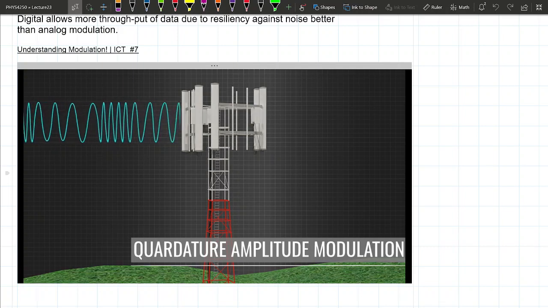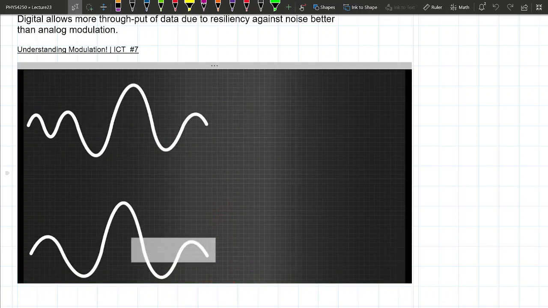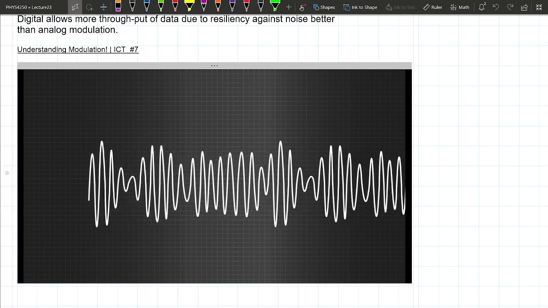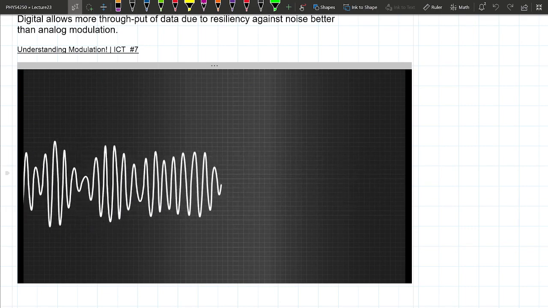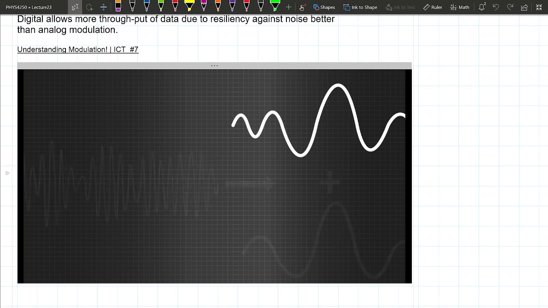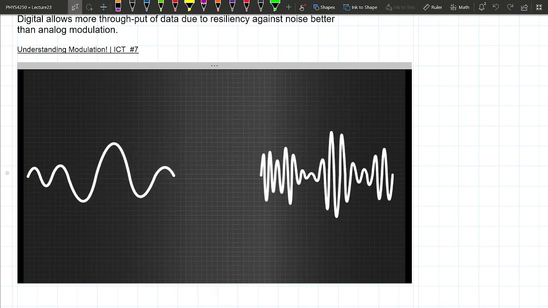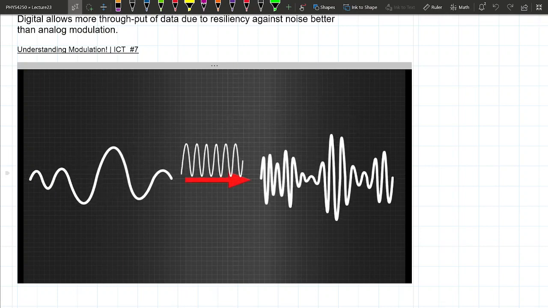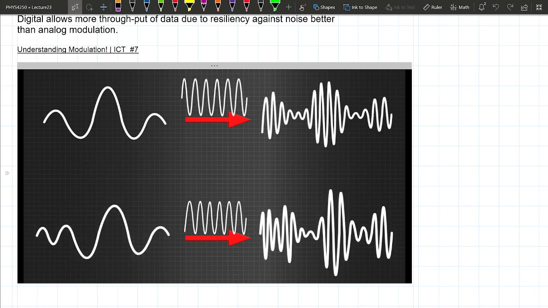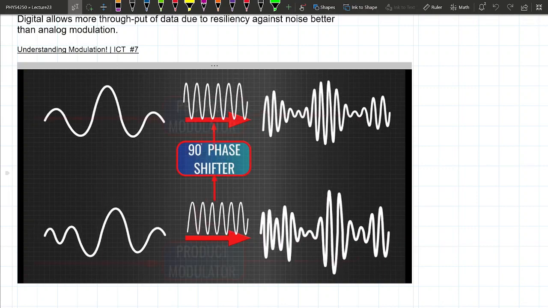To understand QAM in an easy way, let's take two analog signals. The beauty of QAM is that you can modulate these two different signals as a single signal and then transmit it. Then at the receiver end, you will be able to separate out the original signals, thereby saving bandwidth. Let's see how this modulation is done. In QAM, the first signal is amplitude modulated using a carrier wave as shown. The second signal is also amplitude modulated with a carrier wave of the same frequency and amplitude, but after giving the carrier signal a 90-degree phase shift.